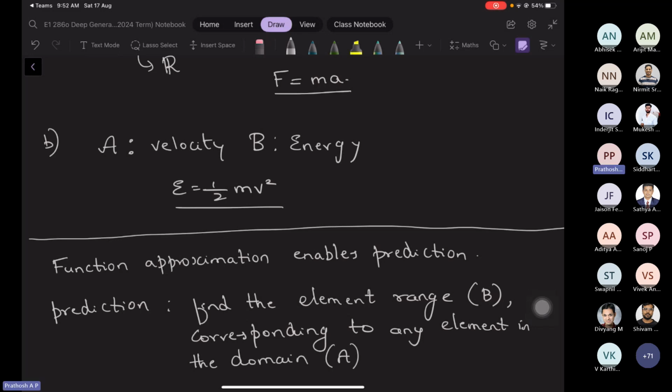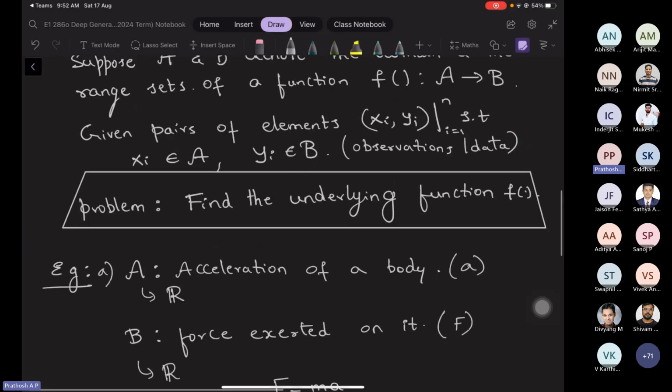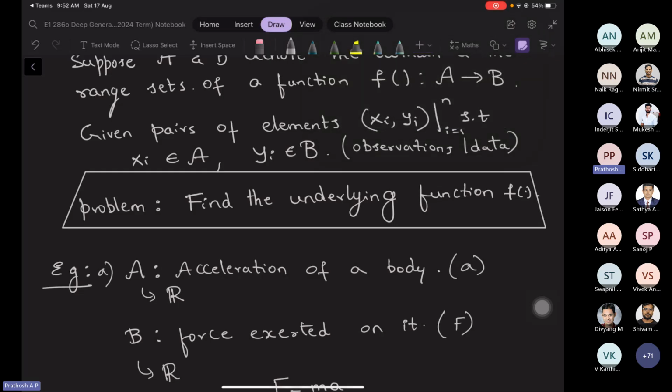So now, if you look at it, the data or the observations that we have done, is there a pointer here somewhere? Like without writing, can I just point to things? Because in GoodNotes, it used to be there. Highlighter is there. I don't need a highlighter, like a cursor or a pointer of sorts. Does anybody know?